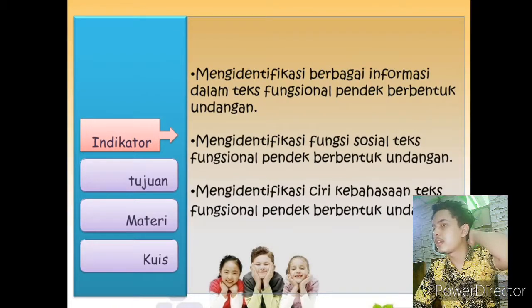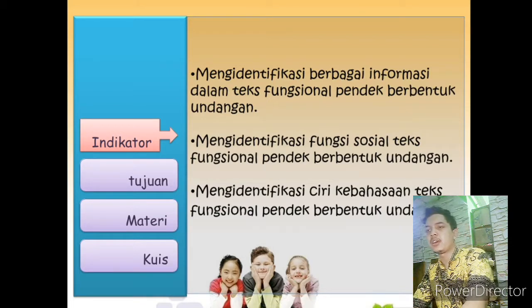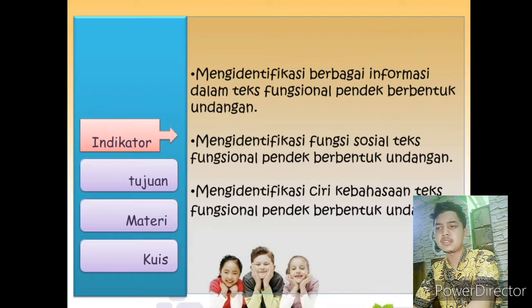Okay, let's start. Here I mention several points in this PowerPoint. There are as follows: indicator, the purpose and material, and the last is quiz. But maybe for quiz, I will not deliver it in this session. Okay, let's begin with the indicator. The first indicator is to identify some information of short functional text of invitation. And secondly, to identify the function of the invitation. And the last is to identify some language structure of short functional text of invitation.